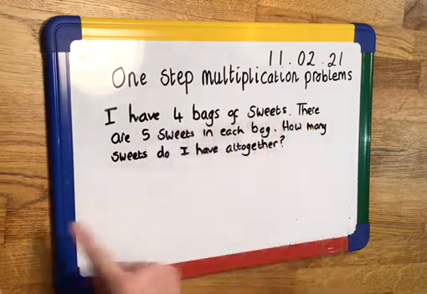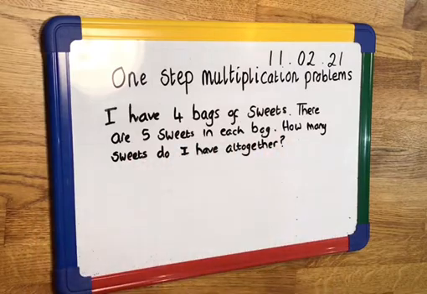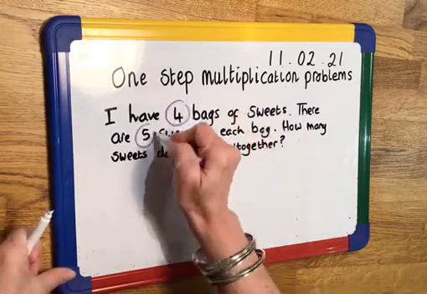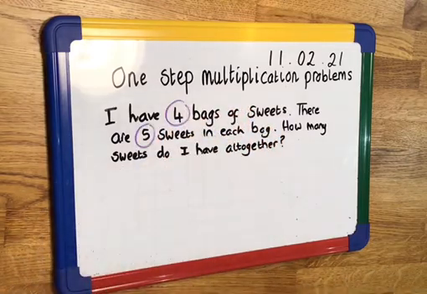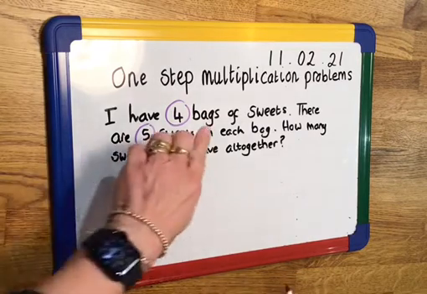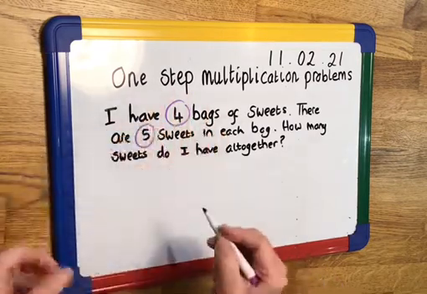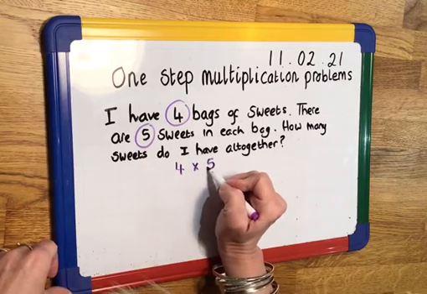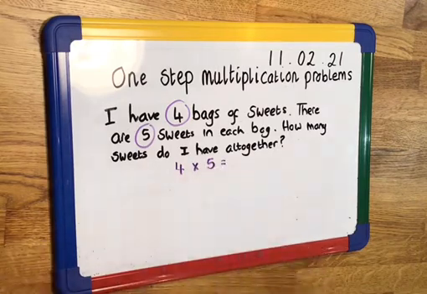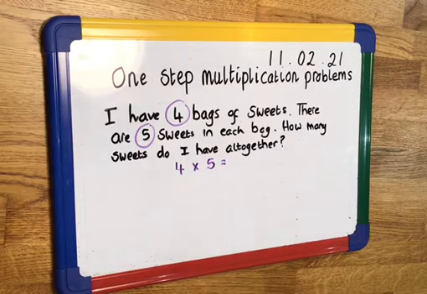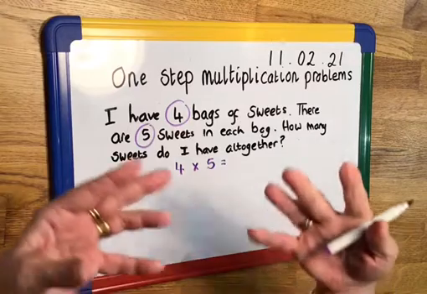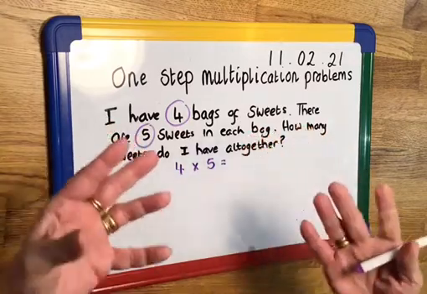I have 4 bags of sweets. There are 5 sweets in each bag. How many sweets do I have altogether? So, important numbers, 4 and 5. So I have got 4 bags with 5 sweets in. That's 4 lots of 5s. That's 4 times 5. Okay, I can solve that in lots and lots of ways. I can count in 5s. If I know my times table, I can pull out the answer. That is 4 times 5 is 20.